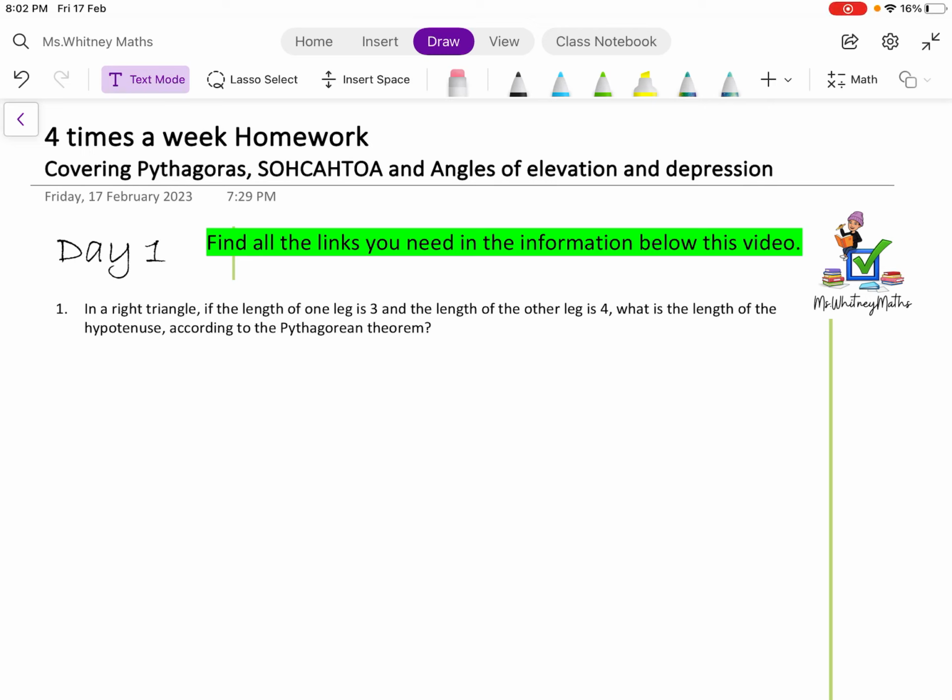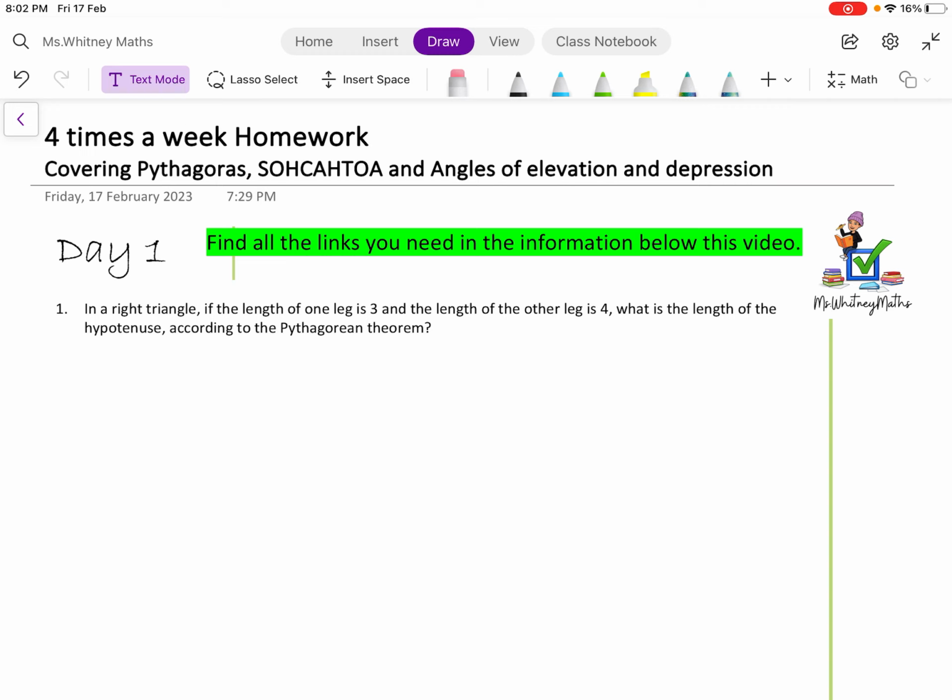Okay, so today we're going to look at day 1 answers for the 4 times a week homework, which covers Pythagoras, SOHCAHTOA, and angles of elevation and depression. So, question 1. In a right angle triangle, if the length of one leg is 3 and the length of the other leg is 4, what is the length of the hypotenuse according to Pythagorean theorem?